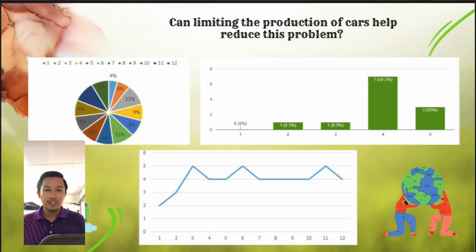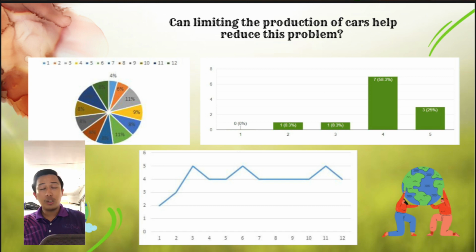Okay, for the third question: can limiting the production of cars help reduce this problem? Out of 12 people answering the Google form, we get the data that 7 out of 12 people agree that limiting the cars helps reduce this problem. So 7 people, which is 58.3% out of 100%, voted for agree.